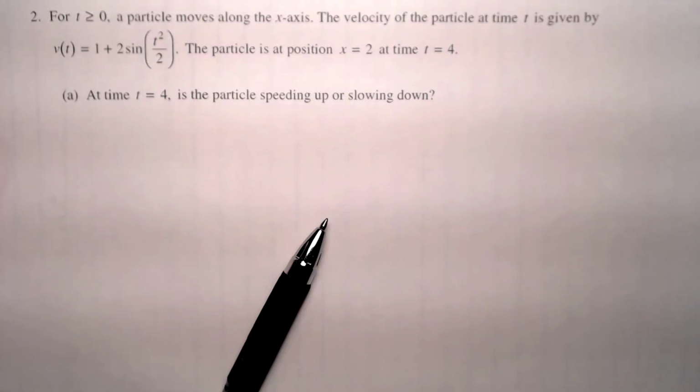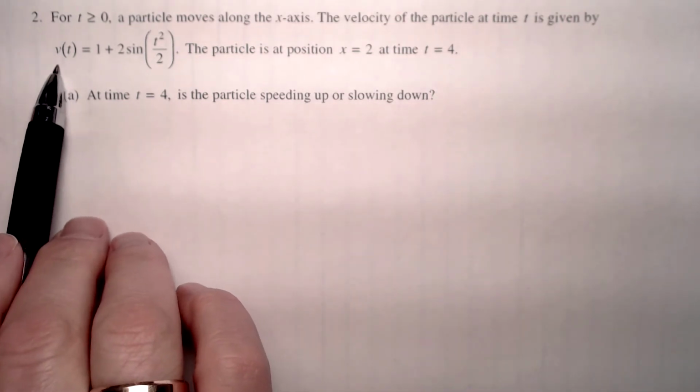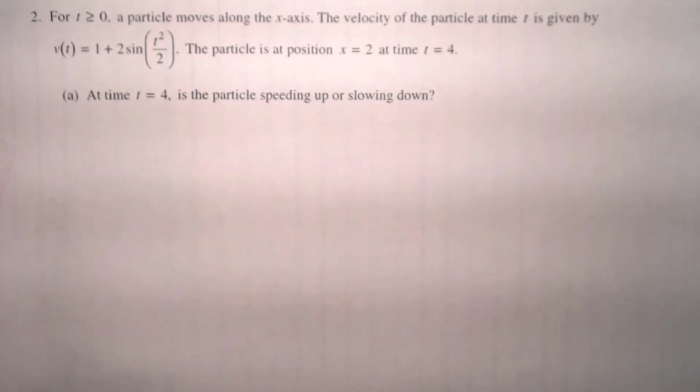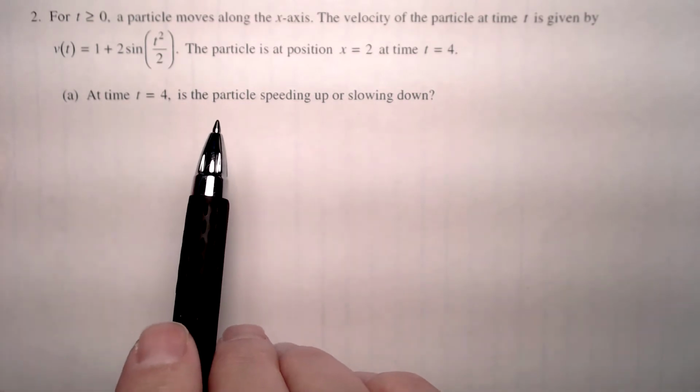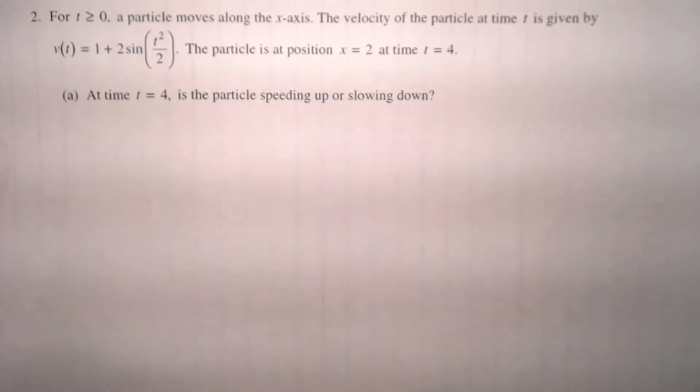In this question, we are given that a particle moves along the x-axis, and the velocity of the particle is given by function v of t, given explicitly to us. And we are also given that at time t equals 4, the position of the particle is x equal to 2. And the first question is, at time t equals 4, whether the particle is speeding up or slowing down.